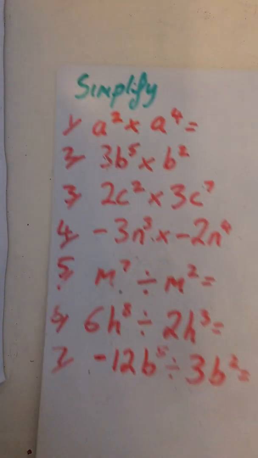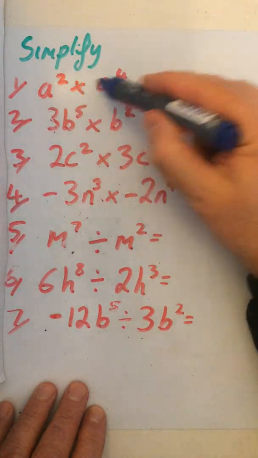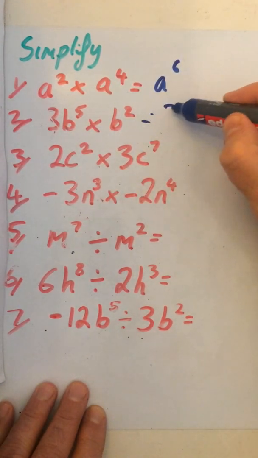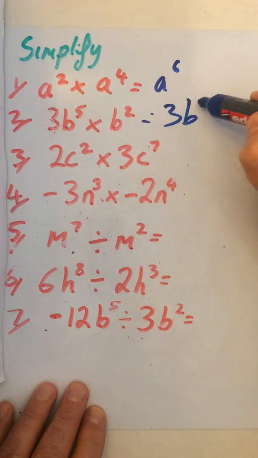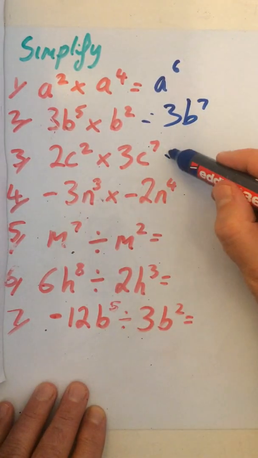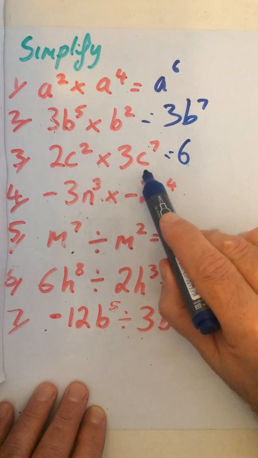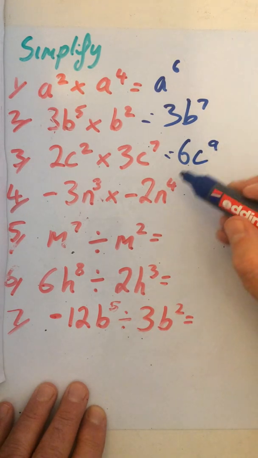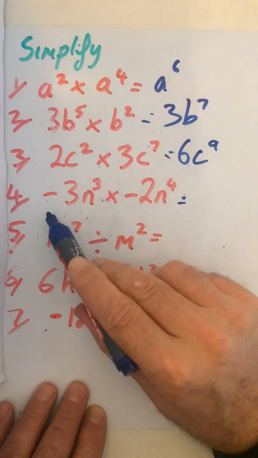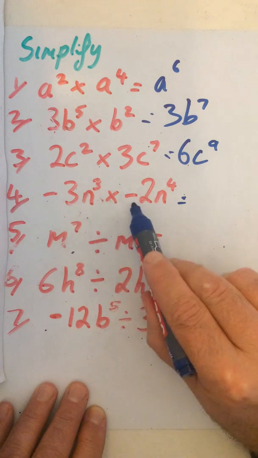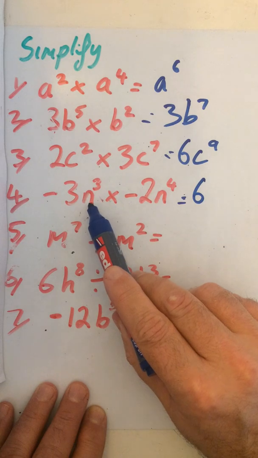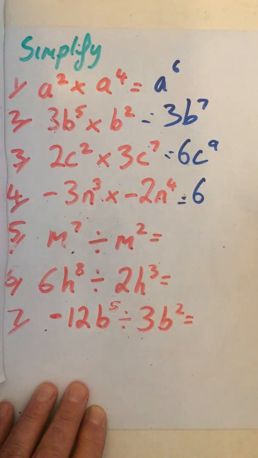Okay, the last ones. So remember, when we're doing these, we're adding the powers. A to the power of 6. So 3 times 1 is 3. We're adding them: B to the power of 7. 2 times 3 is 6. C squared times C to the power of 7 is C to the power of 9. Just be careful with the signs here. Minus 3 times minus 2: a minus times a minus is a plus. So that stays as 6. And then 6 N to the power of 3 times N to the power of 4 gives me N to the power of 7.